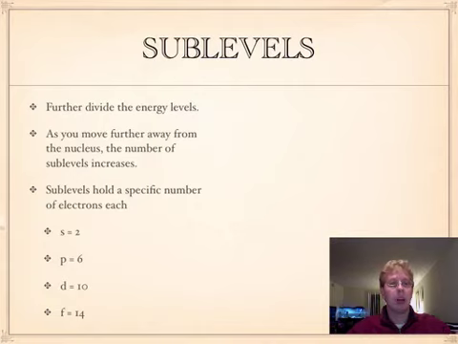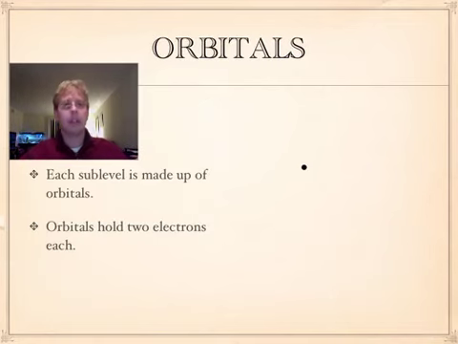And each sublevel can hold a specific number of electrons each. So an s sublevel can hold a maximum of 2 electrons. A p sublevel can hold a maximum of 6 electrons. A d sublevel can hold a maximum of 10 electrons. And then an f sublevel can hold a maximum of 14 electrons. Each sublevel is further divided into orbitals. And an orbital can hold a maximum of 2 electrons.